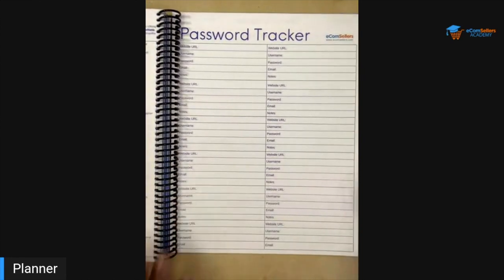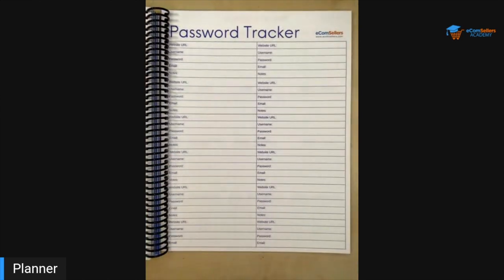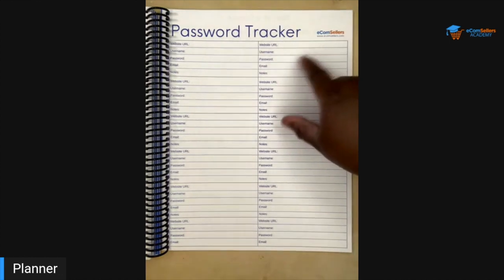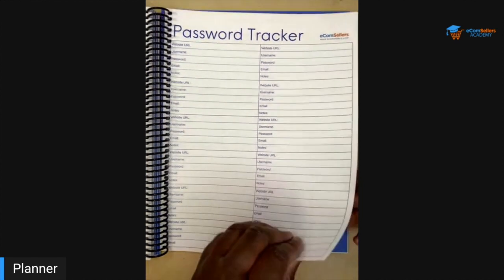A password tracker. This is where you can write down the passwords that you often forget, or maybe they made you change the password. We made the blocks big enough that if you have to change your password 2 or 3 or 4 times throughout the year, you can scratch out that one, write in the next password, scratch out that one, write in the next password, because it's very annoying what these platforms make us do.